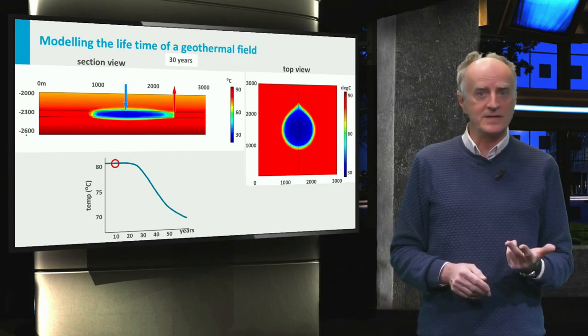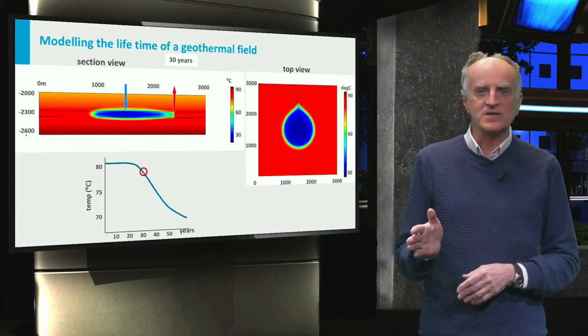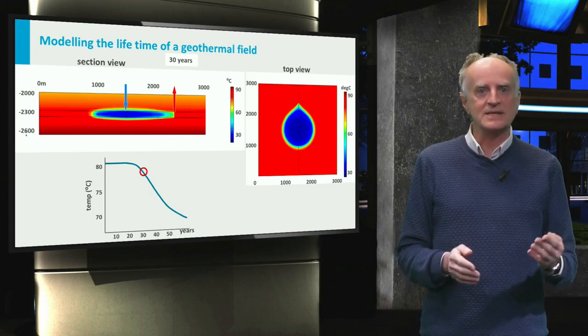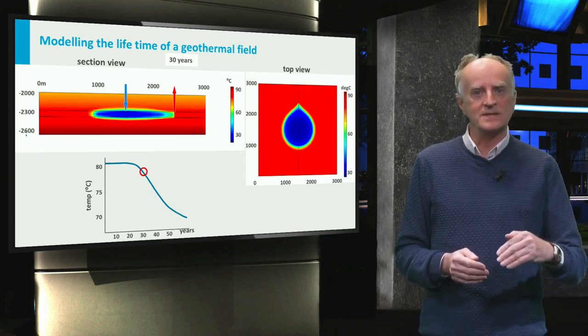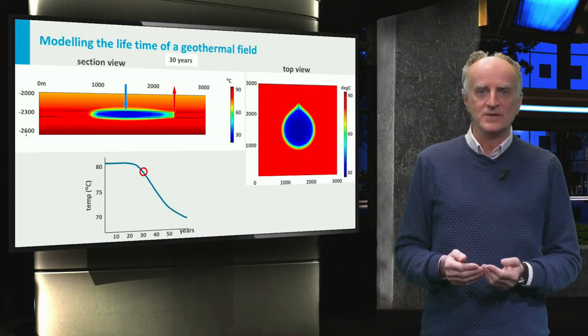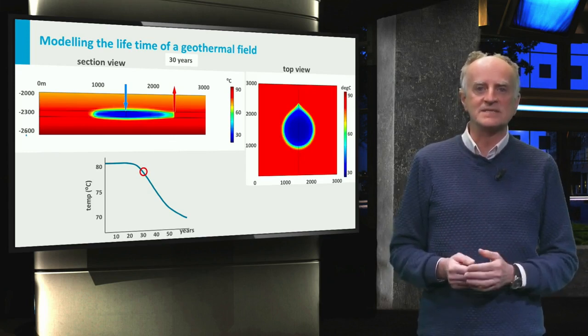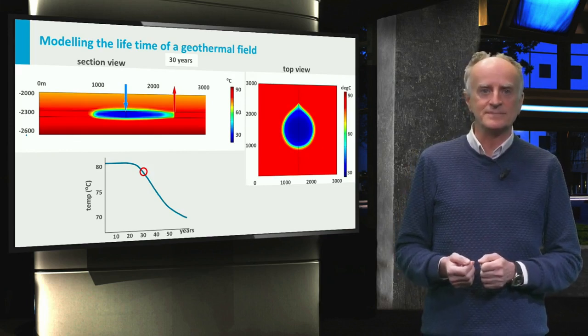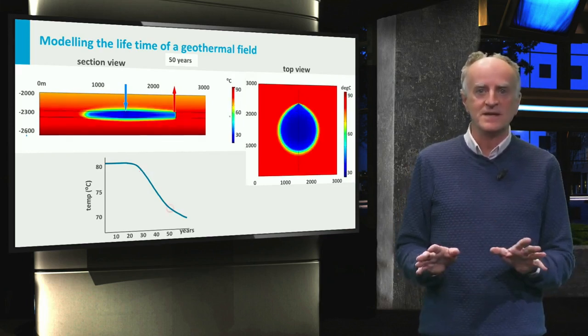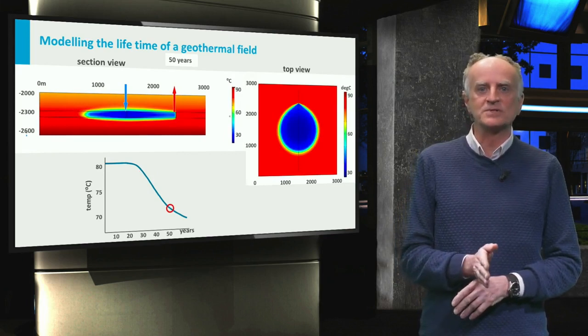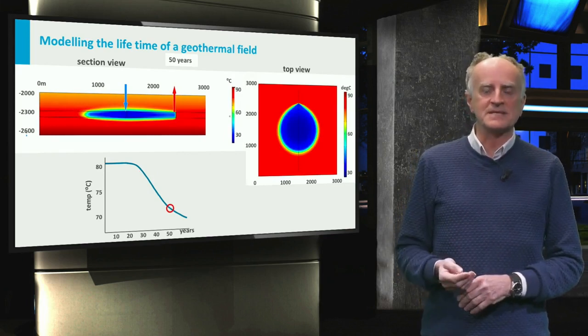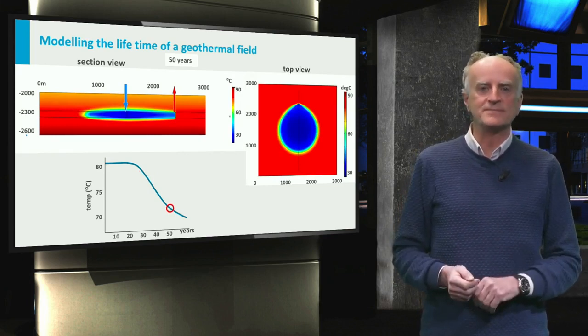After 30 years, the cold domain around the injector has extended so much that the temperature at the producer starts to decrease. In the map view image, note the teardrop shape of the cold front, which is associated with the suction determined by the producer well. After 50 years, the cold front has reached the producer well, where temperatures are now substantially lower, around 70 degrees.